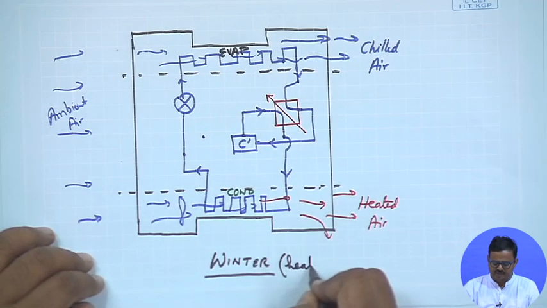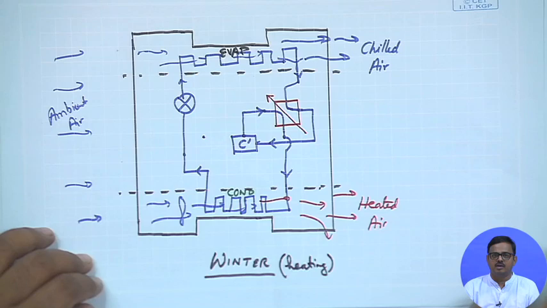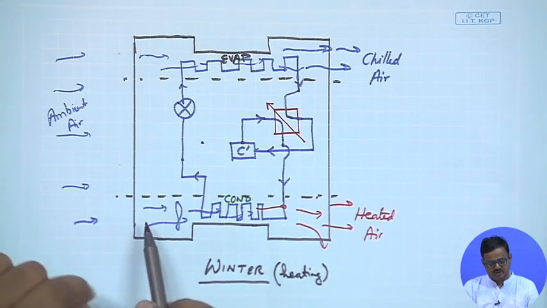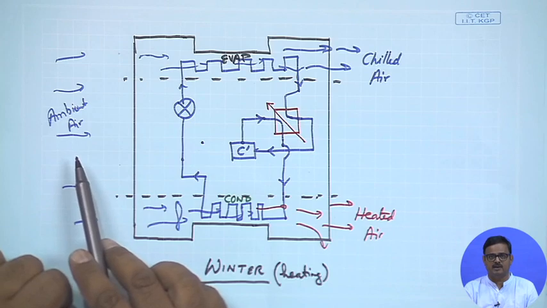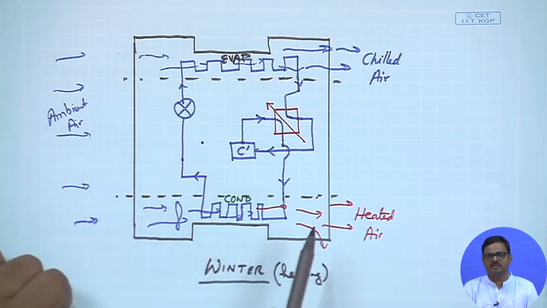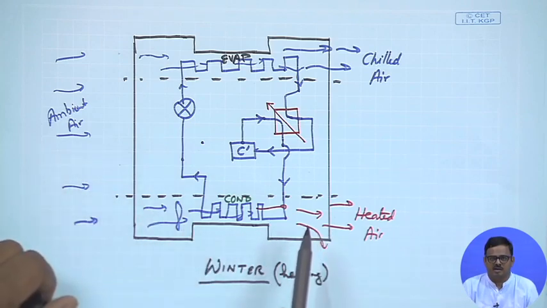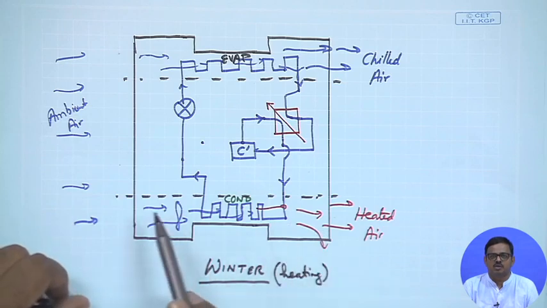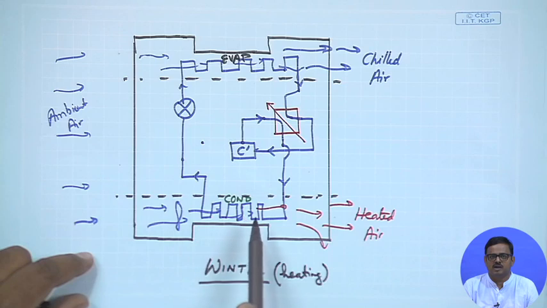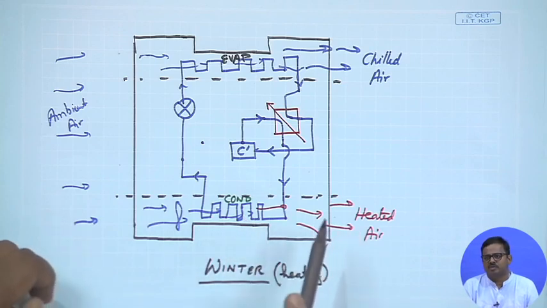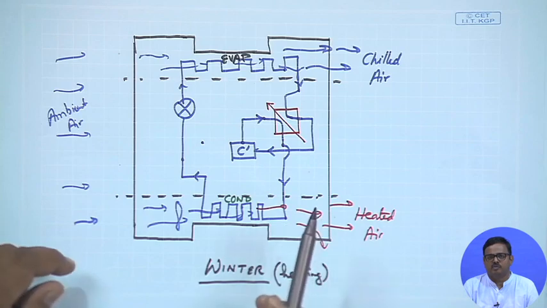So what do we get here? Same thing, except the ambient air now is cold because it is winter outside, and we would like to heat it up so that we have more comfortable conditions inside the room. As this ambient air, which is at a lower temperature, goes over the condenser, it picks up heat and comes out as heated air, which can now be used to heat up the room and make it more comfortable.